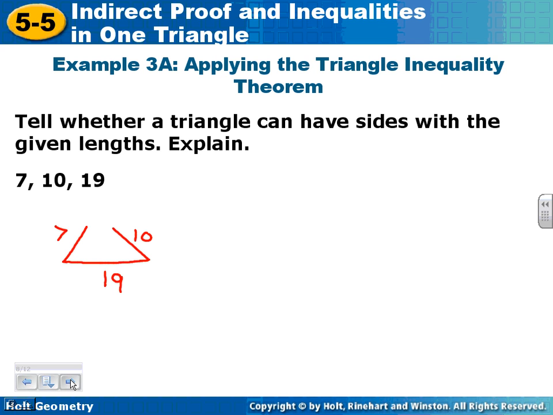So would 7 inches and 10 inches ever be able to connect and cover the 19? Well, 7 plus 10 is only 17, and that's smaller than 19. So my answer is no. Those three lengths cannot make a triangle. 7 and 10 do not add up to be more than 19.